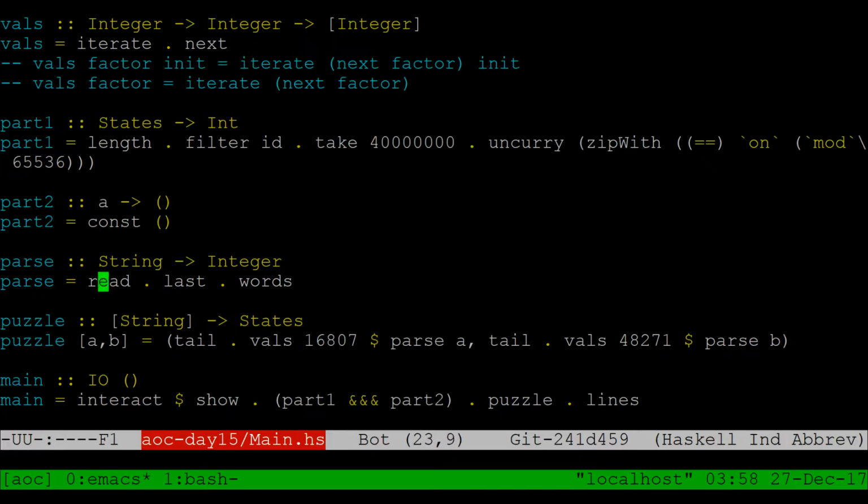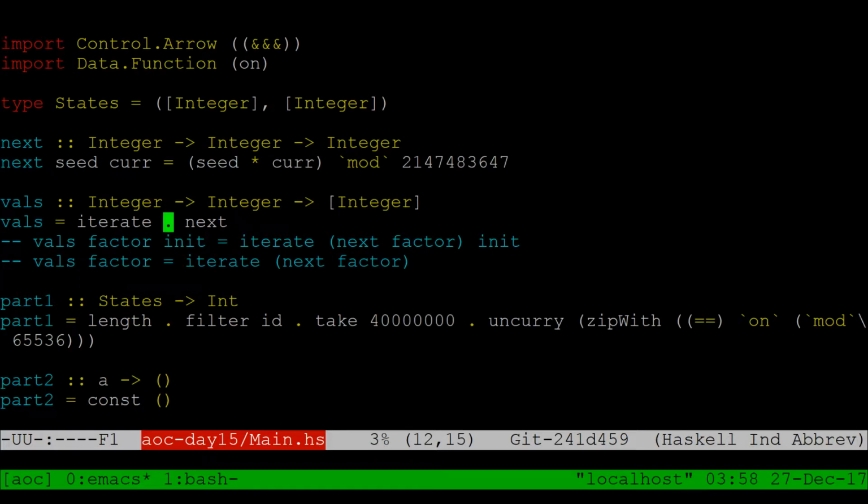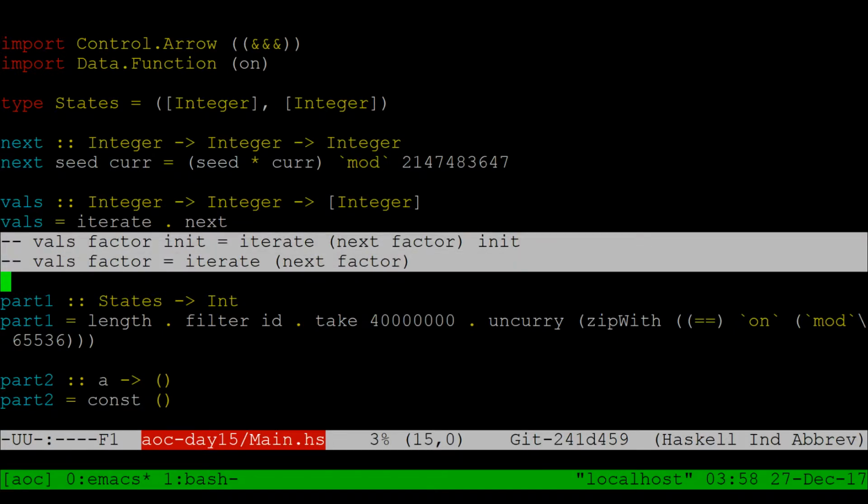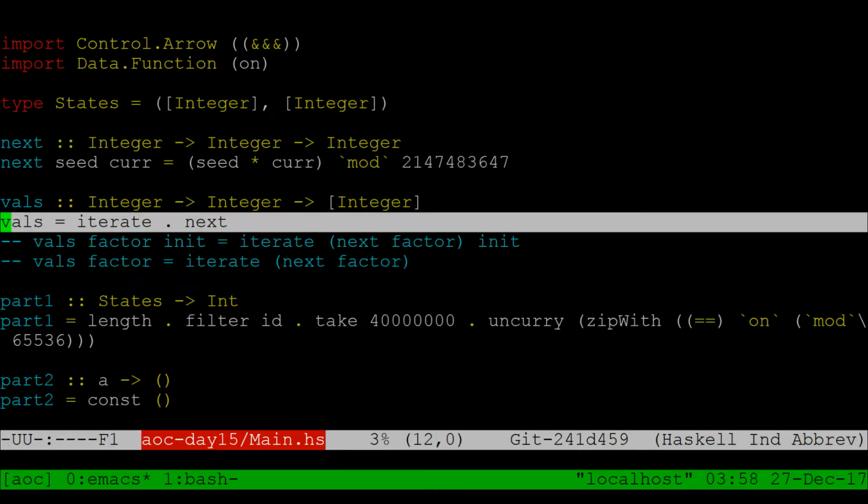Anyway, so what we do then, we've parsed it, and we call this vals function, which is really simple. We just iterate next. And I've written here, because iterate composed with next is a really... This is another example of a time when I think the point-free solution is not best. It's simpler to write one of these two things, but this is the most dense, and it's always fun to spot chances to write this.